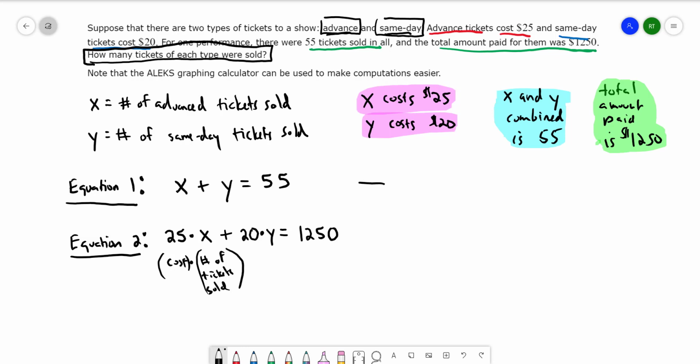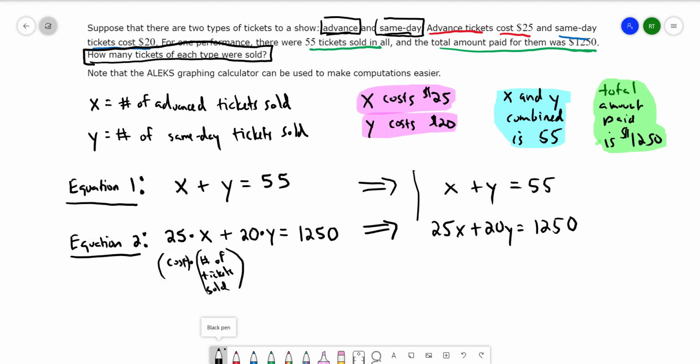And now I have my system of equations. I'm just going to rewrite it one more time to clean it up. I have X plus Y equals 55, and then I have 25X plus 20Y equals 1,250. And that is my system, and I can use the elimination method to solve it.